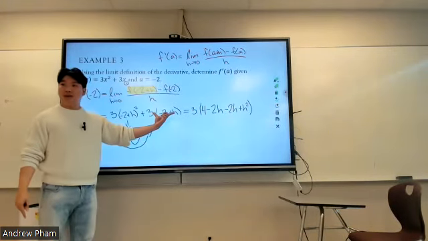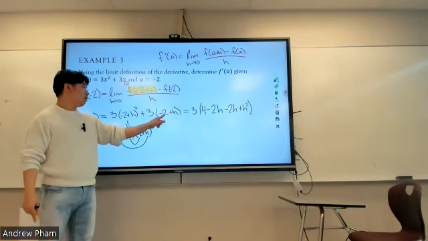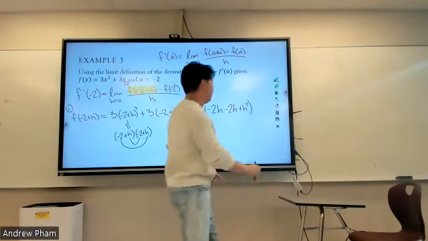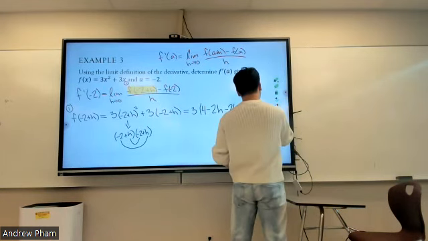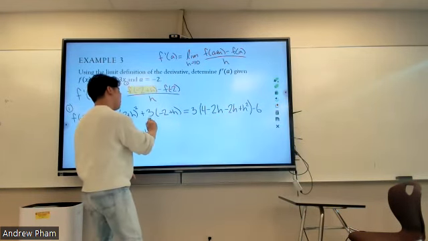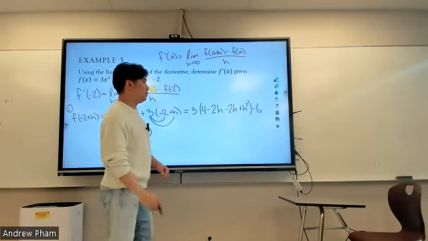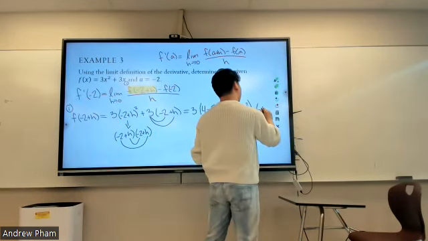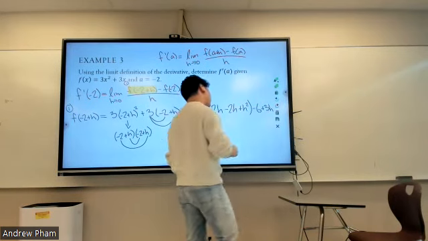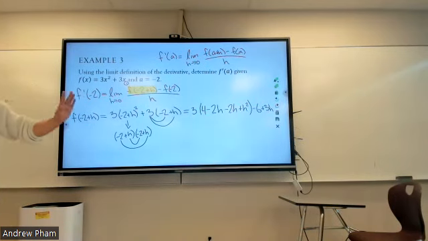I can also multiply this out. What's 3 times -2? We got -6. Again, I'm just multiplying this out. And then 3 times h, I get 3h. So again, a lot of algebra that we're moving around.